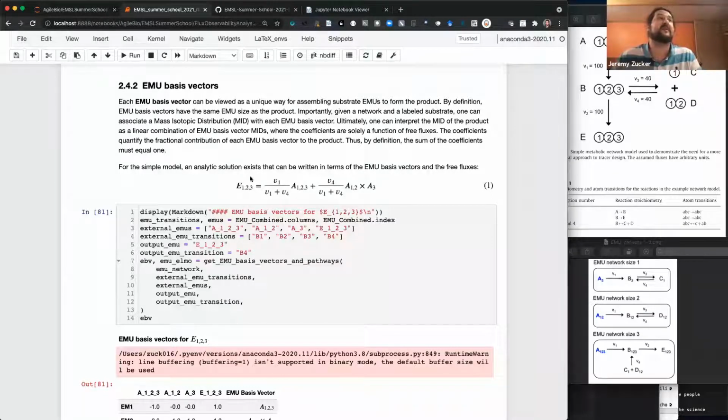So for the simple model, an analytic solution exists that can be written in terms of the EMU basis vectors and the free fluxes. So here's E123, and we can take a look at the EMU for A123 and A12 convolved with A3, and this MID here is a linear combination of these two EMUs. Does that make sense?